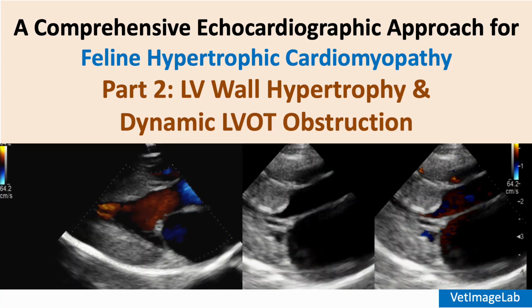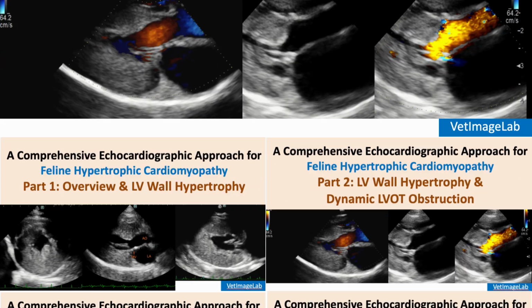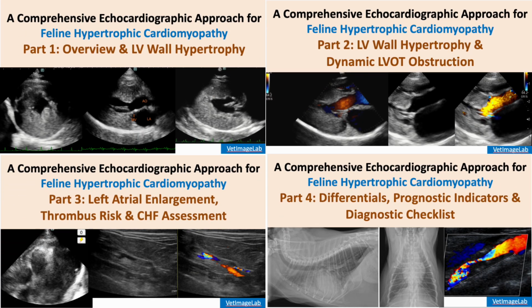This is part 2 of our echocardiographic series on feline hypertrophic cardiomyopathy. In the last lecture, we discussed how to identify left ventricular hypertrophy and how to measure wall thickness using 2D and M mode. In part 2, we'll explore different patterns of hypertrophy and dynamic left ventricular outflow tract obstruction and discuss their clinical significance. Understanding these patterns is essential, not only for accurate diagnosis, but also for determining appropriate medical treatment for HCM. Let's get started.